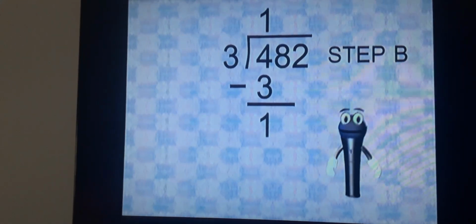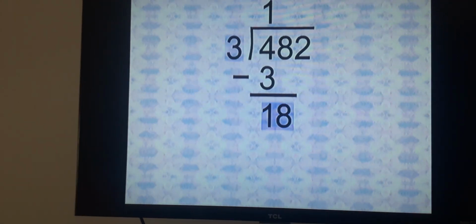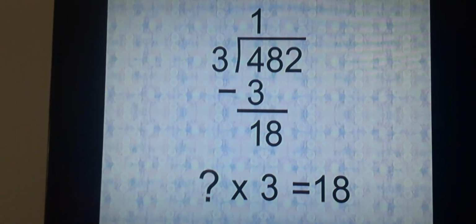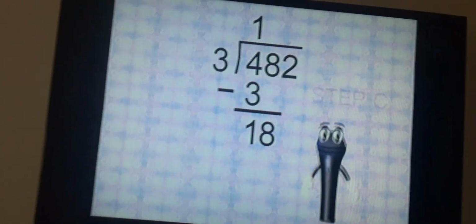Now let's divide 482 by 3. Step A. 3 will go into 4 one time. Put a 1 in the quotient above the 4. 3 times 1 is 3. Subtract 3 from 4 underneath the problem as shown. 1 is left over. Step B. We bring the 8 down as shown. Now we are dividing 18 by 3. What number times 3 equals 18? 6.